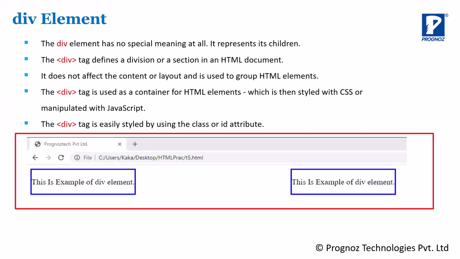Div element, when we have to represent some content, whether it should be on the left side, right side, bottom or top, some content should be represented section-wise. Then we use the div element, and the div element is called a container element, a section element we can say.